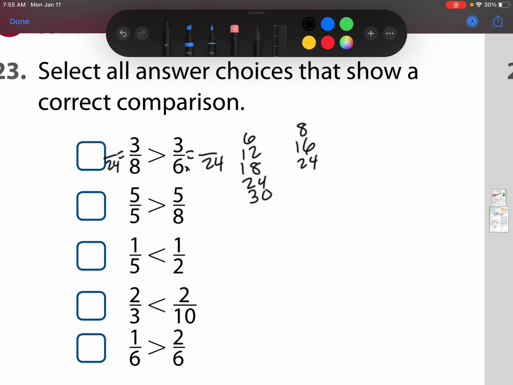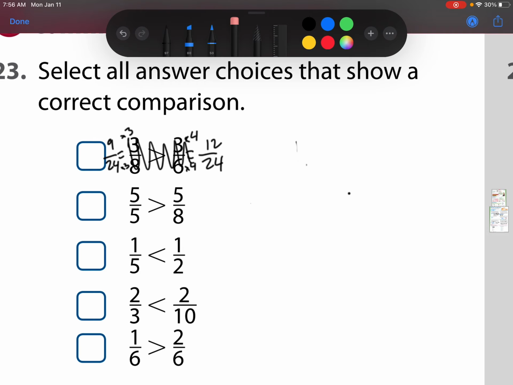So this was times 4. This means this is times 4. So we have 12 24ths. And then this was times 3. So that means this is times 3. So that's 9 24ths. 9 24ths is not bigger than 12 24ths. So this one is a no-go. Our next one, I'm going to erase our side notes here so it's easier for us to keep track of.